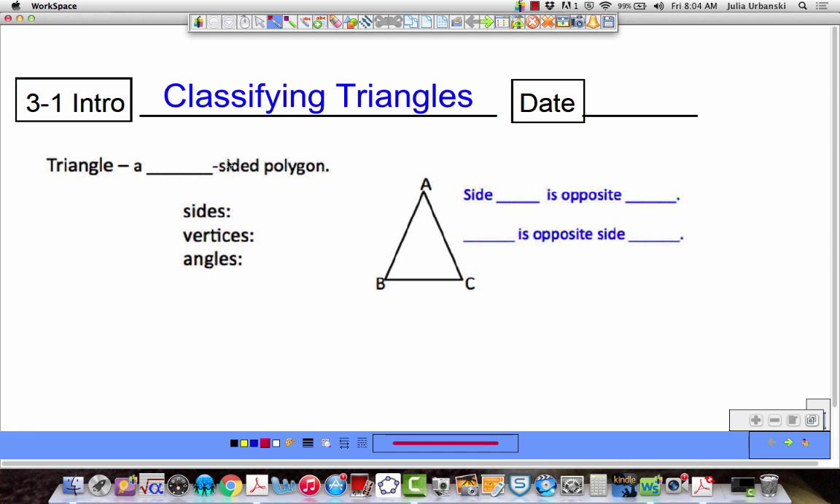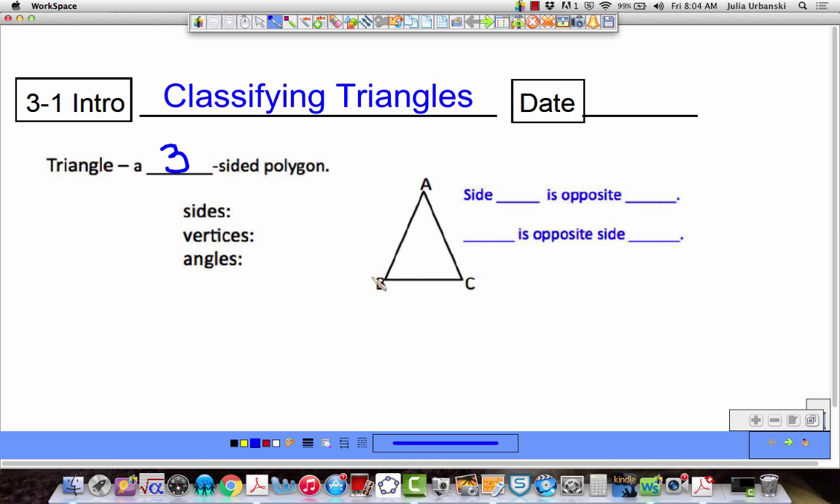A triangle. You know this already. A triangle is how many sided polygon? 3. And it has different classifications. Sometimes you can name it according to the sides, and sometimes you can name it according to the angles.